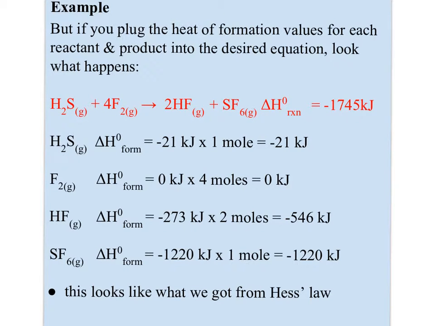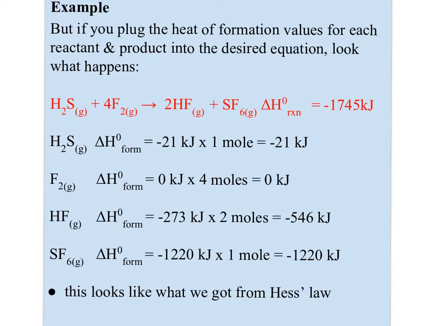But it's actually simpler than that when you have heat of formation values, because if I just looked at my equation here and plugged in the heat of formation values from those previous equations, I end up with the same thing. I have 1 H2S for negative 21. I have 4 moles of F2, but 4 times 0 is still 0. I have 2 moles of HF times the negative 273 for negative 546. And I have 1 mole of SF6 for negative 1220. So I can summarize much quicker just by using the heat of formation values. I really didn't need the full equations for those.